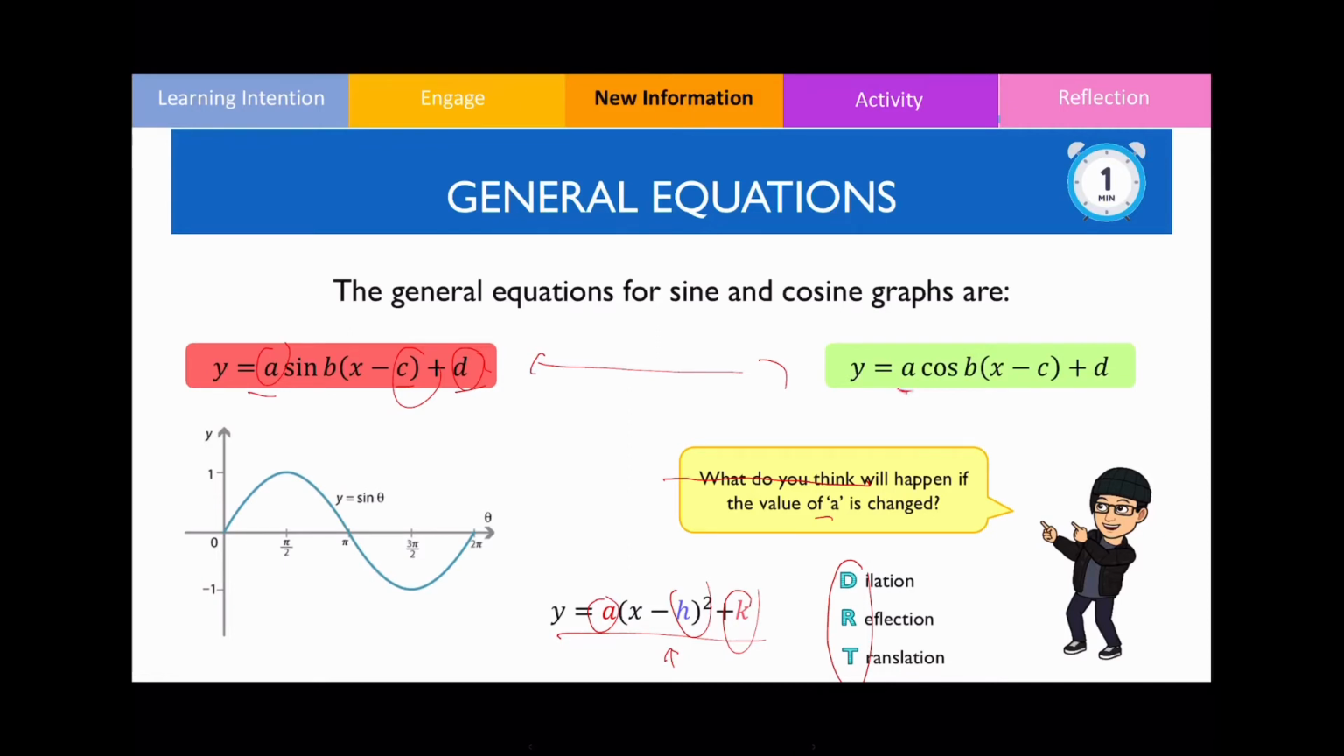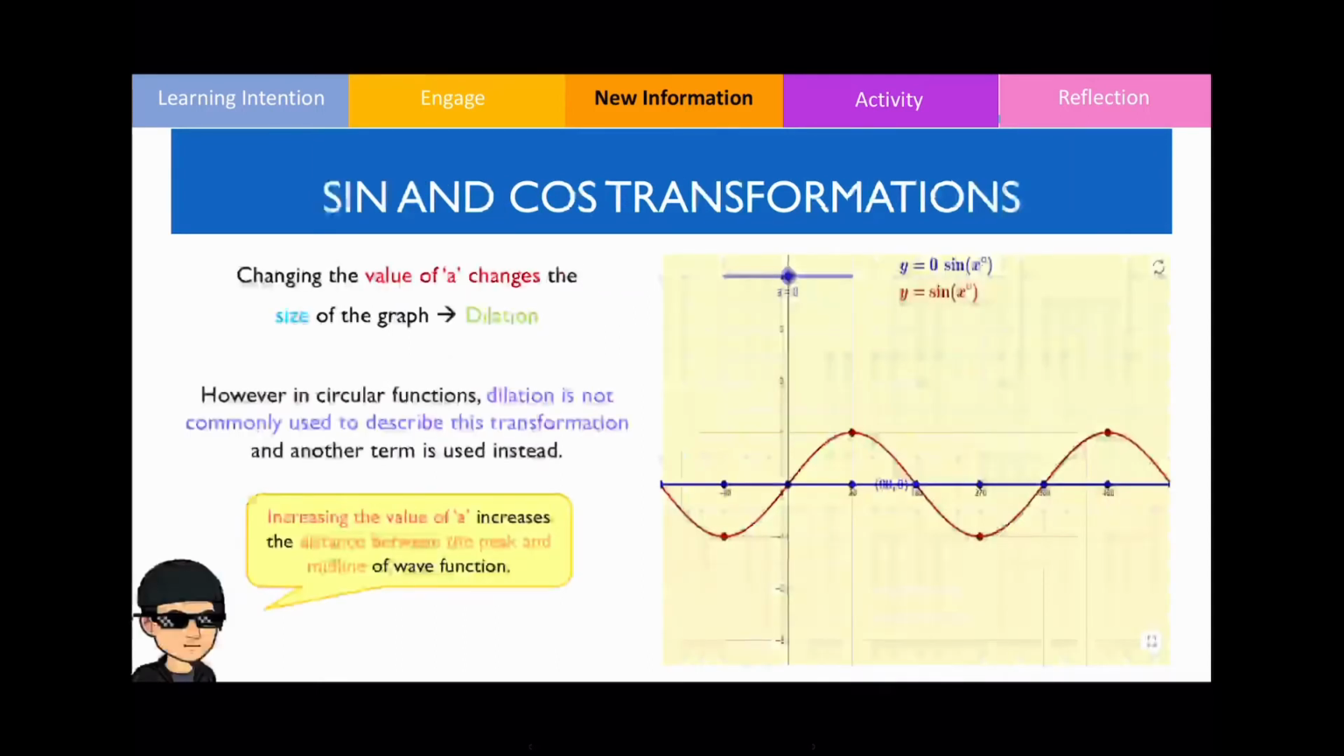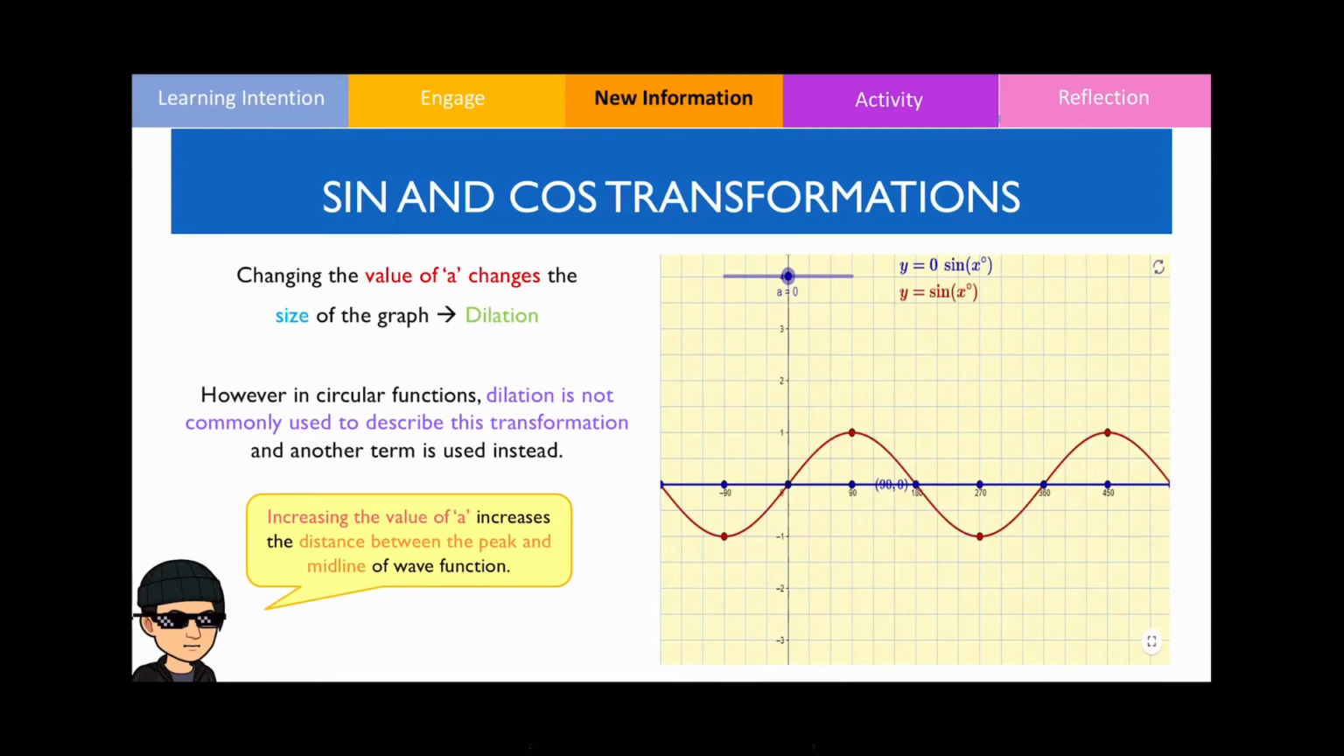Does it change the position of the graph? Tell me, what do you think A does? In this case, I'm hoping that you can recall from the quadratic formula that changing the value of A changes the actual size. So you're either making things wider or smaller, stretching it or making it more narrow, okay?